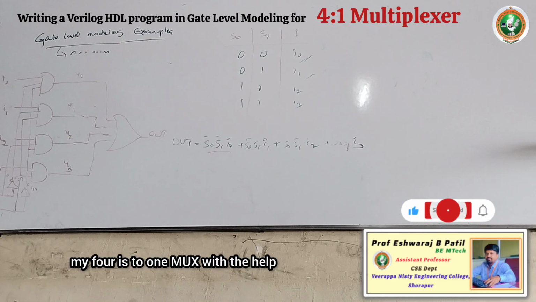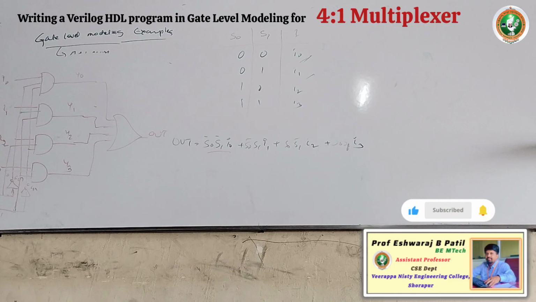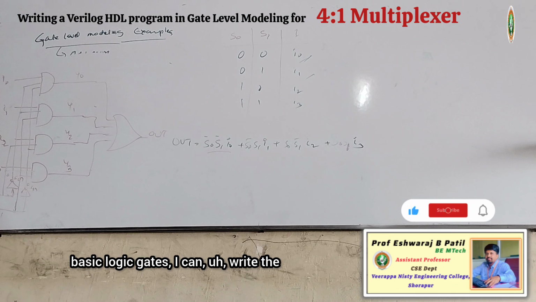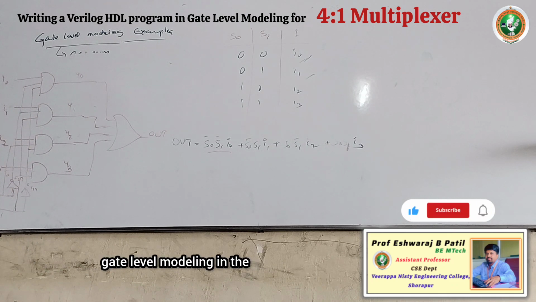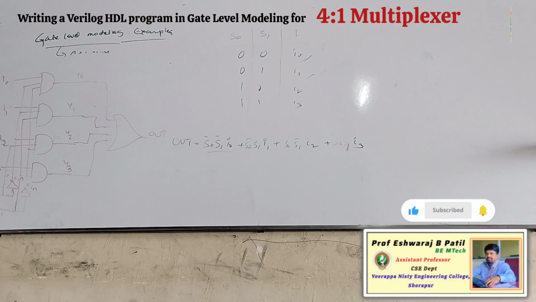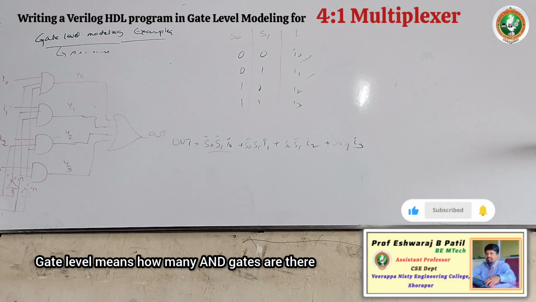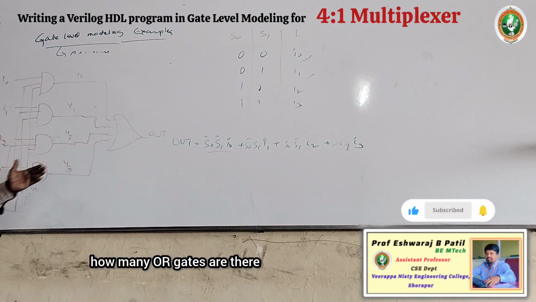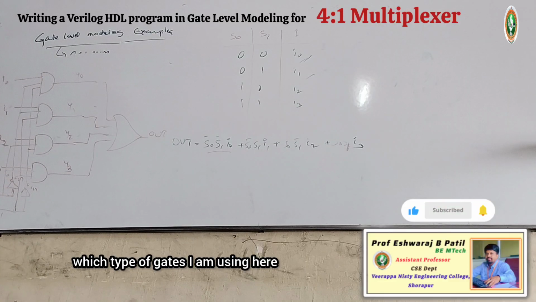This is how I designed my 4:1 MUX with the help of the basic logic gates. It's a digital system. While referring to these basic logic gates, I can write the gate level model, gate level modeling with the help of Verilog code. Verilog HDL program can be written at the gate level. Gate level means how many AND gates, how many OR gates, how many NOT gates there are. You should identify which type of gates I am using here.